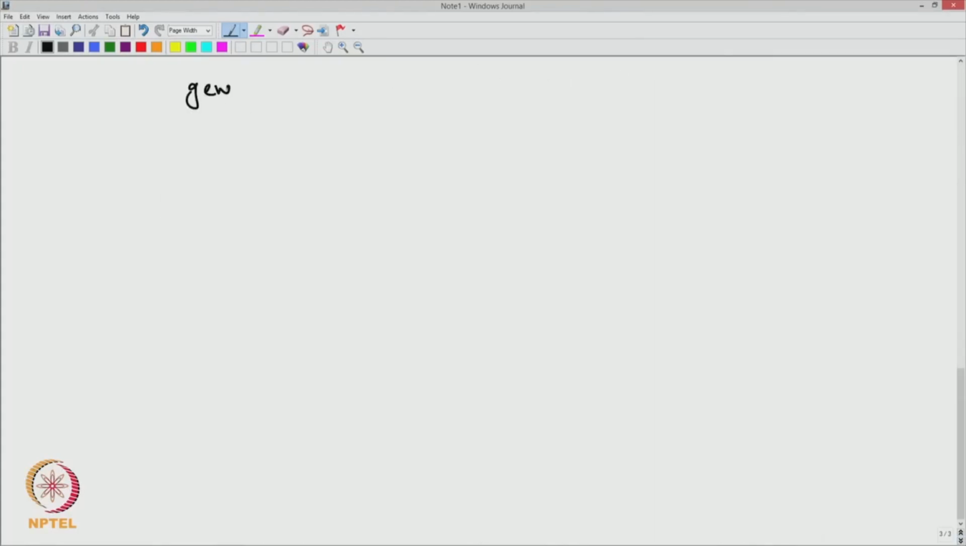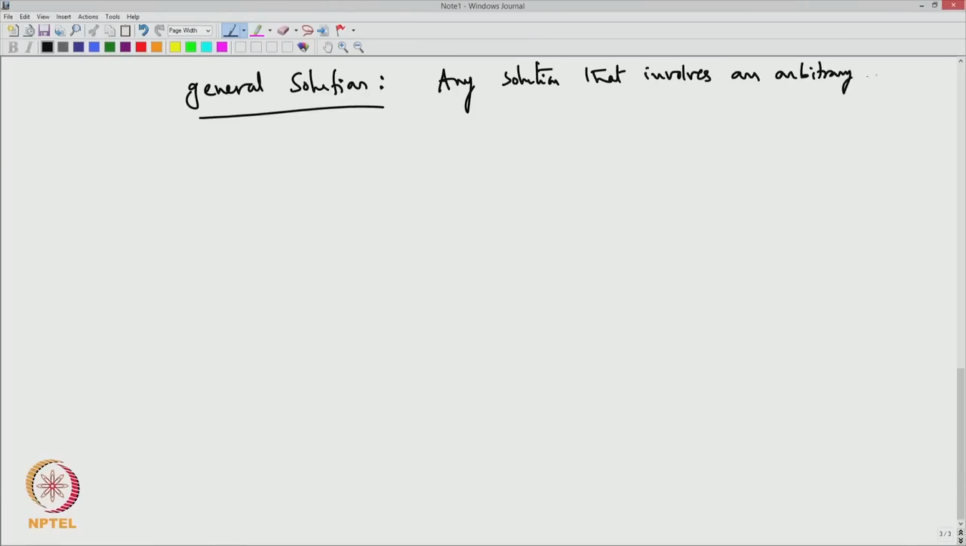So, the general solution. General solution means you have an arbitrary constant. Any solution that involves an arbitrary constant is called a general solution. Okay. So, when you integrate, you have an integrating constant, that is an arbitrary constant. So, it is a general solution.